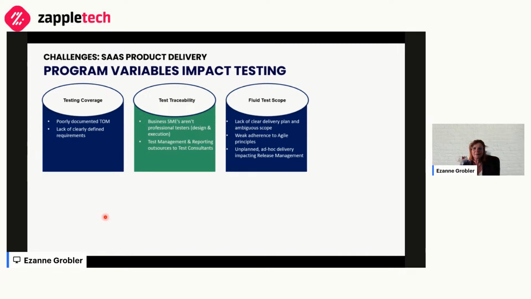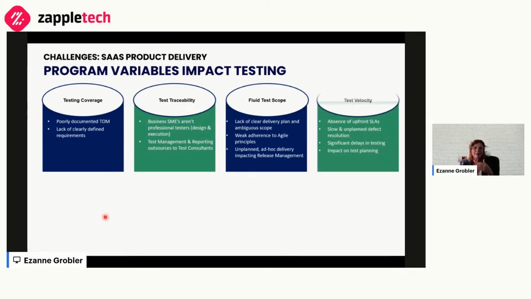There was, on top of that, weak adherence to agile principles. Remember, it was a business-led type of program, so they didn't understand the word agility or agile principles. And as a result, there was a lot of ad hoc delivery, that unplanned delivery that impacted release management. The test velocity was difficult to measure.